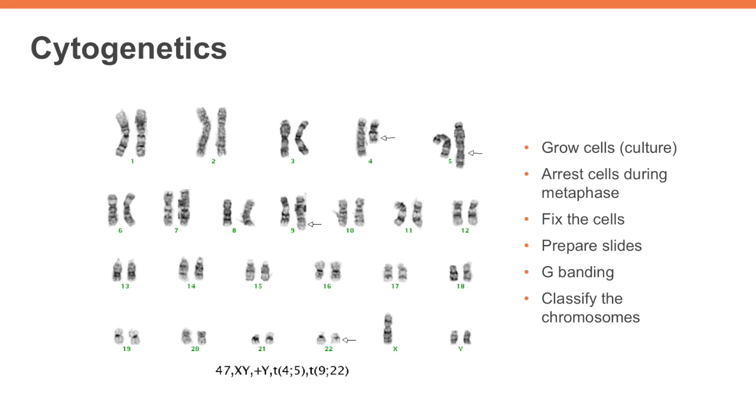Routine G-banding is performed with trypsin, which gives each chromosome a distinct banded pattern, as shown here, that allows for identification of discrete regions along each chromosome. Chromosomes can then be classified and examined for imbalances by cytogeneticists who are very skilled in this. And so you can see in this example, the arrows show where the abnormalities are, and then this is reported in a very standardized fashion as shown at the bottom.